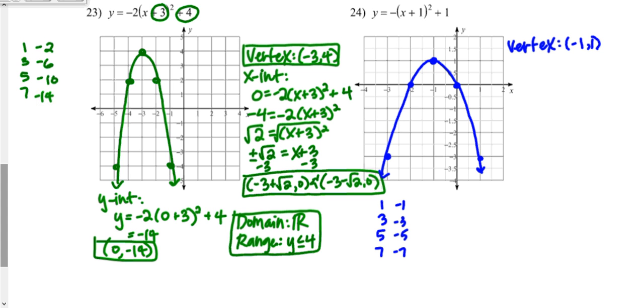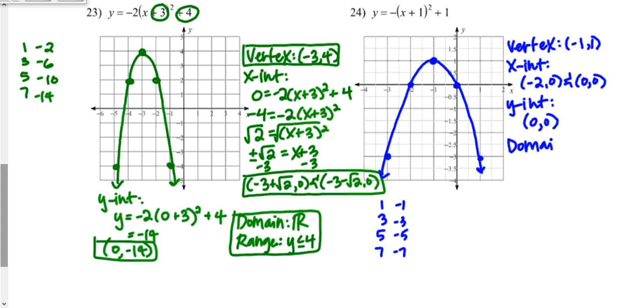So next thing we found were the x-intercepts. And here we can actually just observe them based on our graph. So we don't have to solve for them unless you're really dying to. So -2, 0, and 0, 0. The y-intercept we can also just observe from our graph. It's at 0, 0. And then we need to find our domain, which we know all quadratics have a domain of all real numbers. And the range, since it opens down again, it's going to be y is less than or equal to, and then that y value of the vertex is 1. So that's your vertex form graphs.